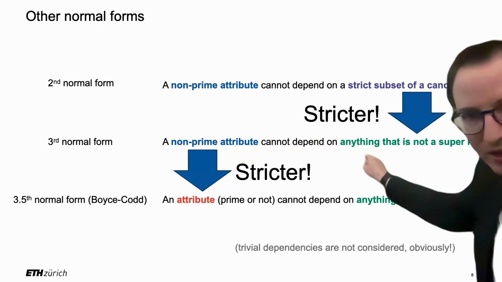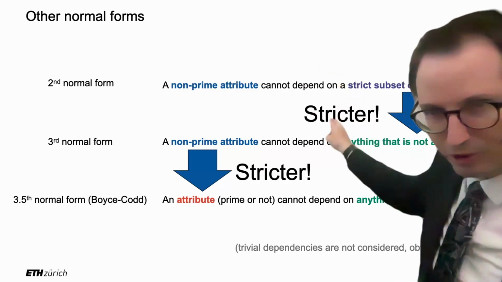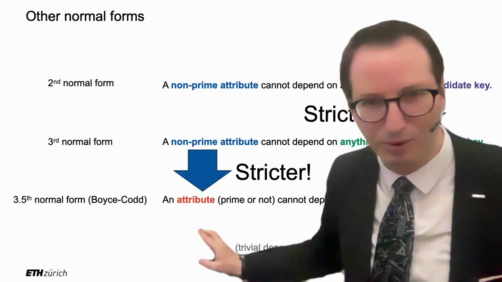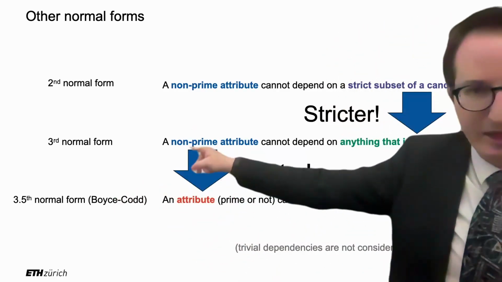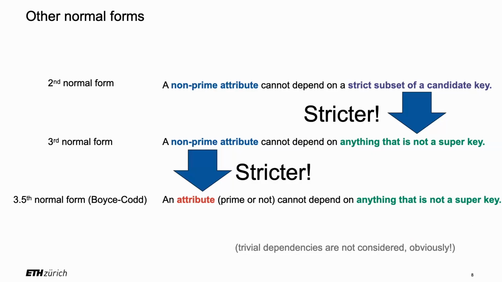Third normal form, we are stricter. Anything that's not a super key, whether a strict subset of a candidate key or in another way, anything that's not a super key. Then we go from the third normal form to 3.5, so Boyce-Codd, by requiring that not just the non-prime attributes, but any attributes cannot depend on anything. Okay, so this is the idea. We won't really practice the second and third normal form. The one thing I want you to remember is just that every higher normal form is stricter than the previous one. So you really have the first one, then the second one, then the third one, then the 3.5 one.